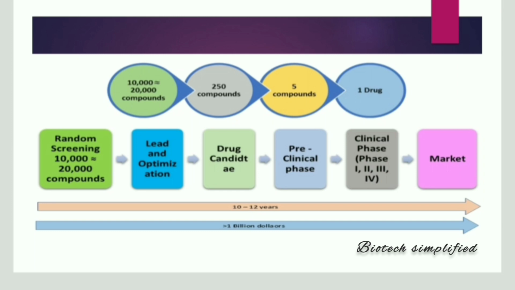When the treasure hunt starts, we have 10,000 to 20,000 components with us, and during the several steps of CAD, the number of components left is decreasing, and in the final step, we are left with just one drug. Clinical and preclinical steps are done on this one drug, and finally, this one drug is marketed. The whole process takes 10 to 15 years, and it is a very expensive method.